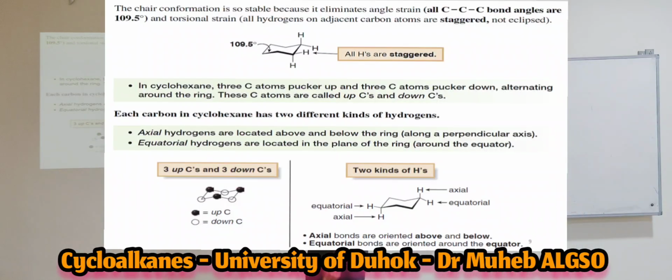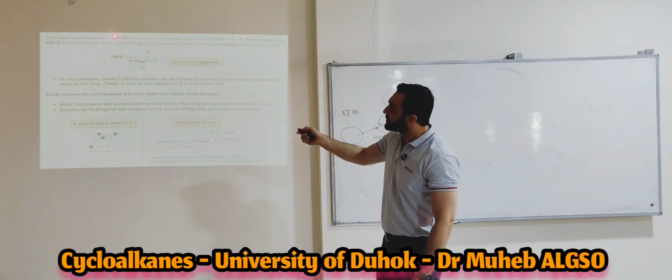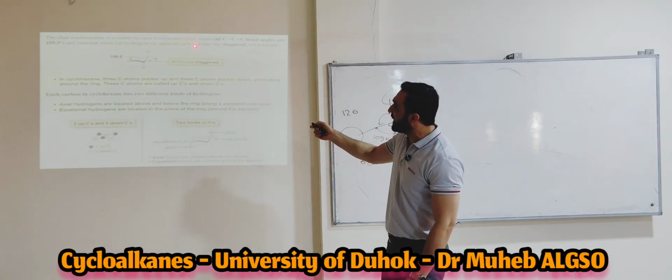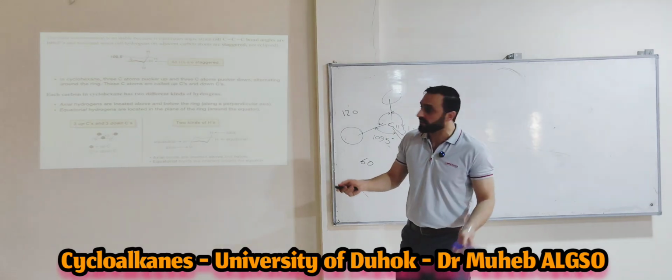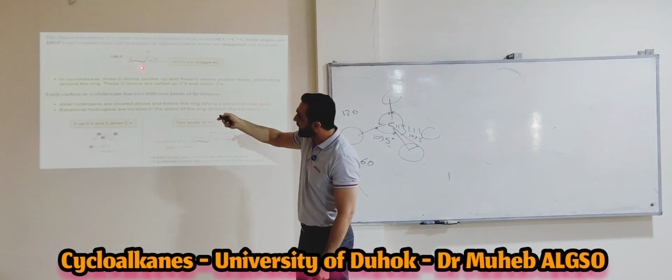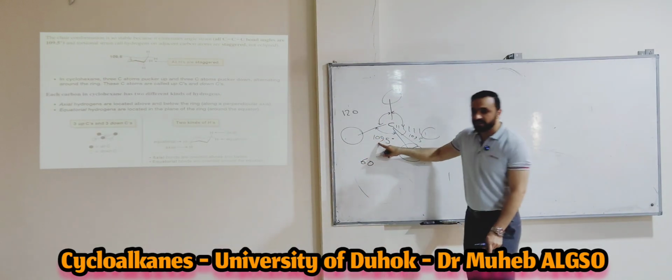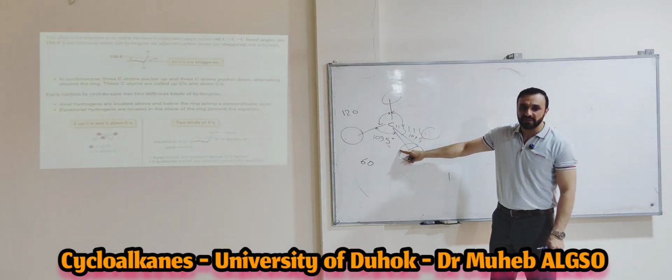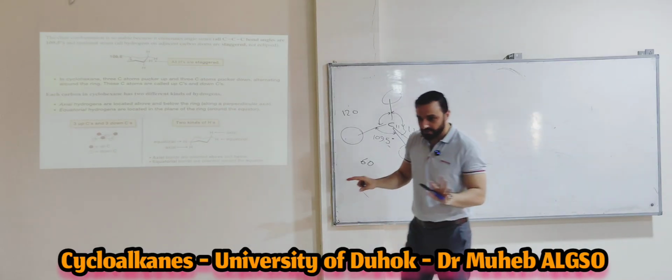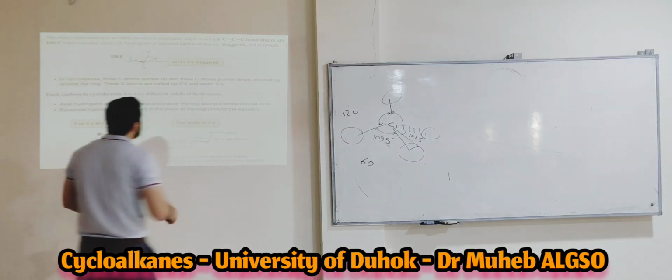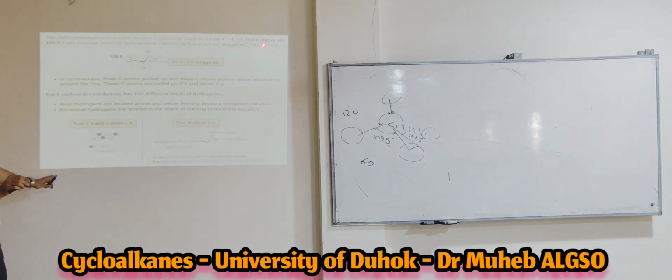The chair conformation here is so stable because it eliminates angle strain. The angle between this carbon and the carbon will be exactly 109.5, okay? That means we don't have angle strain here. So the carbon-carbon bond angles are 109.5, like the angle in the tetrahedral geometry. So we don't have angle strain here.